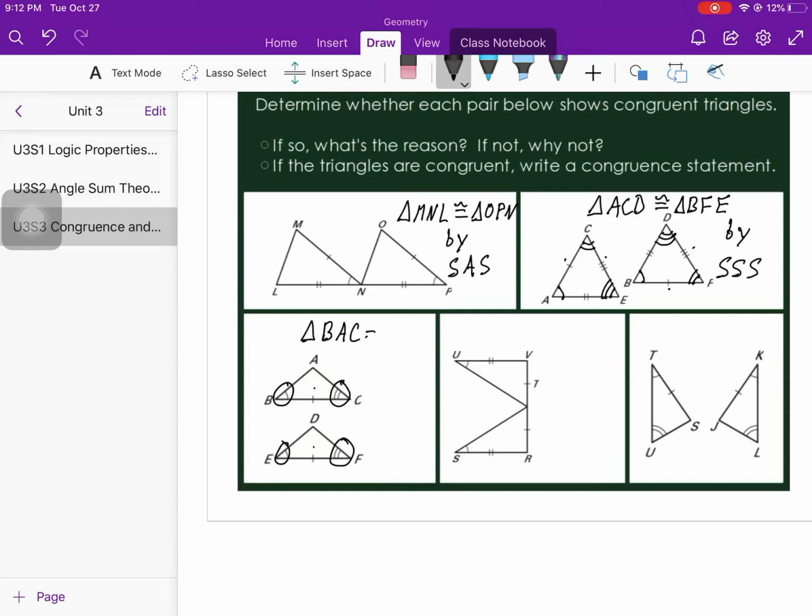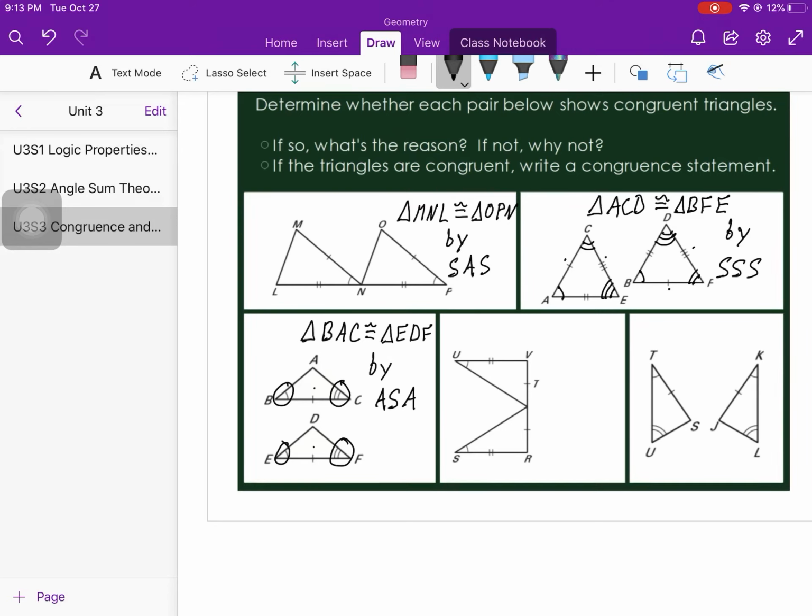So triangle BAC is congruent to triangle EDF by the angle, side, angle shortcut. We're going to need to know these shortcuts by heart because eventually we are going to take a test on these and they're going to be important once we start proofs.